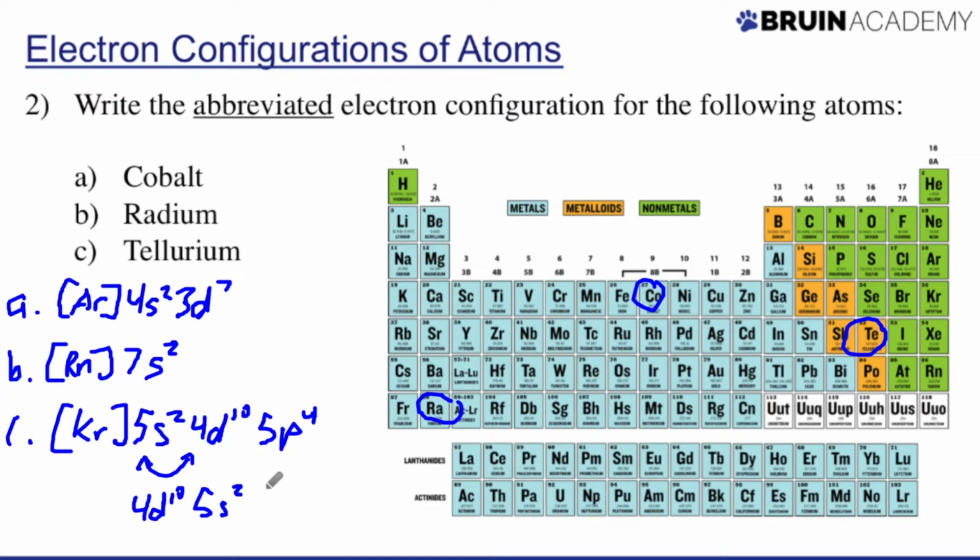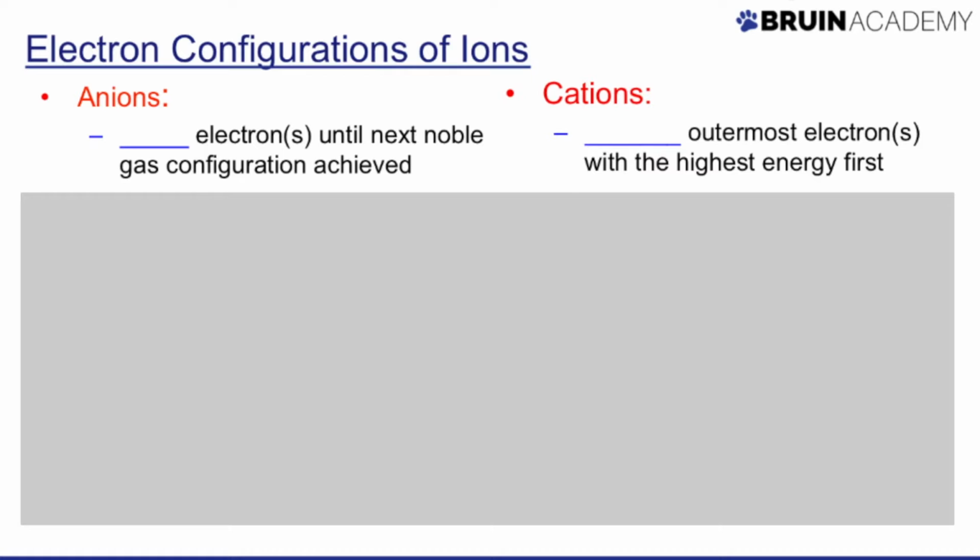And that becomes important when you talk about ions, because it turns out that the higher the number, the higher the energy, and you remove electrons from high energy to low energy. So there's two types of ions. There are anions and cations. Anions are negatively charged, if you remember. And so that basically means you add electrons until the next noble gas configuration is achieved. For cations, you remove outermost electrons.